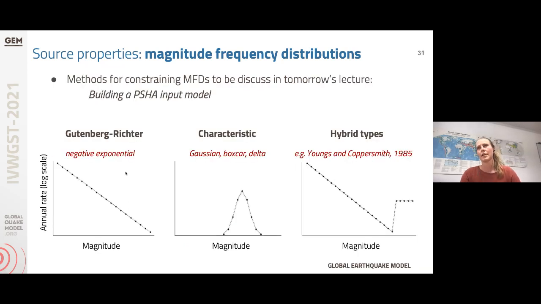The third type of MFD is a hybrid type, for example, by Youngs and Coppersmith. This indicates that most of the earthquakes are thought to occur in that characteristic range. However, some portion of the seismic moment is allowed to occur in small earthquakes as well. We'll go into more detail tomorrow in the lecture on building a PSHA input model on how we actually constrain these magnitude frequency distributions.